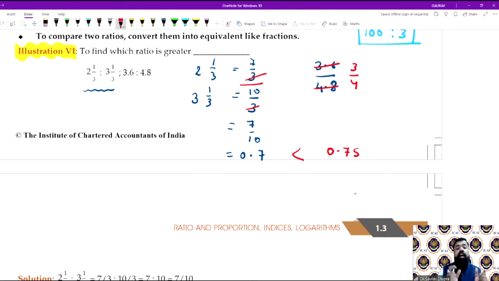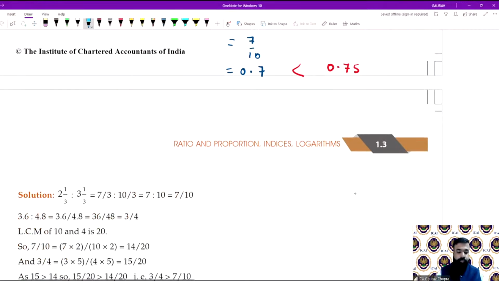So whenever we have to compare ratios, convert them into fraction form and then divide them. You will get the decimal, and whenever you get the decimal, it is easy to compare. So now we can easily say that 0.75 is greater. Therefore, 3.6 ratio 4.8 is greater. All right.